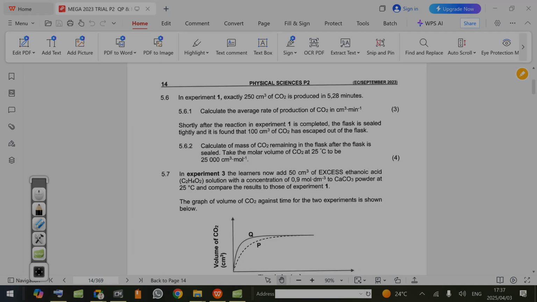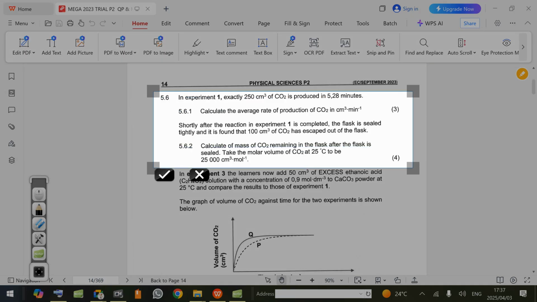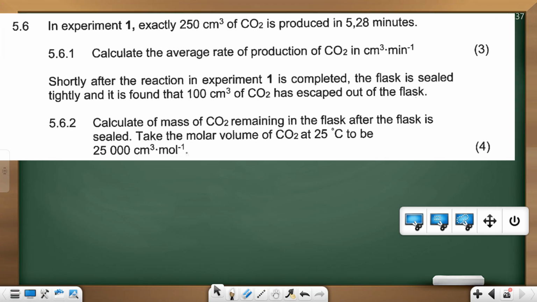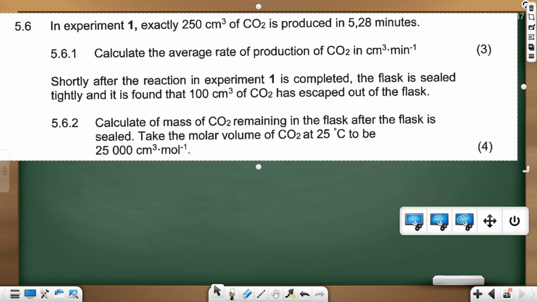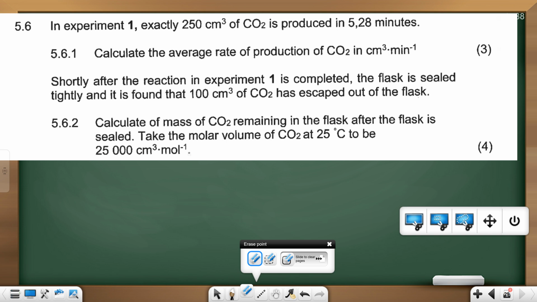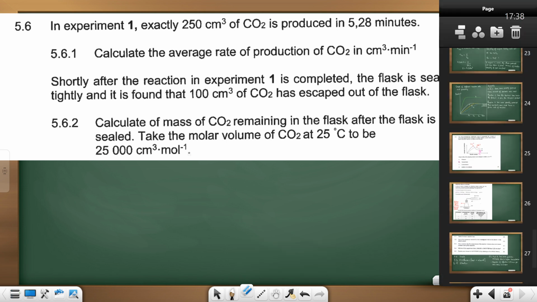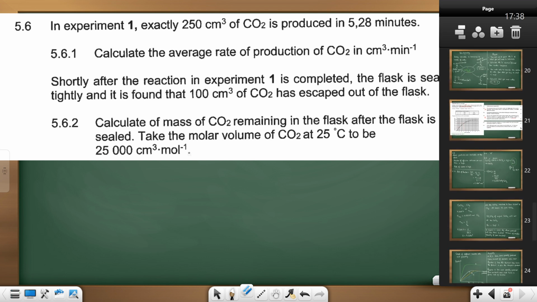And I see the stoichiometry here is 7 marks. Okay, look at this. In experiment 1, exactly 250 cubic centimeter of carbon dioxide is produced in 5.28 minutes. Calculate the average rate of production. If you were here, I told you the examiner will tell you what they need you to calculate with. Let me show you. I'll go back to my note. Should you then get this note, I want you to value it.